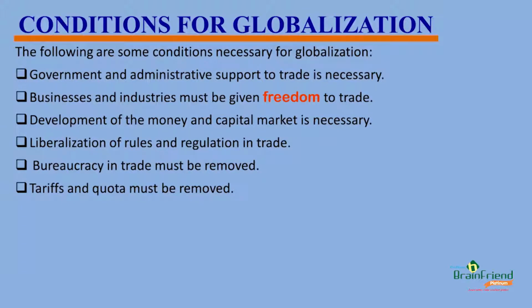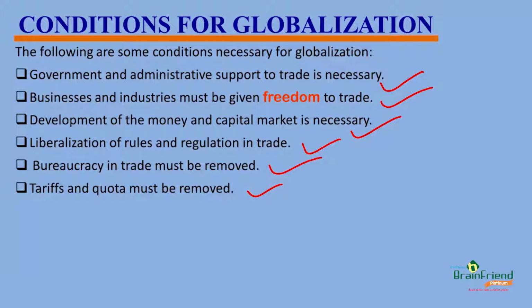There are many conditions that are necessary for globalization. The first of them is that government and administrative support to trade is necessary. Secondly, we have that businesses and industries must be given freedom to trade. Thirdly, we have that development of the money and capital market is necessary. Furthermore, we have liberalization of rules and regulation in trade. We also have that bureaucracy in trade must be removed. And lastly, tariffs and quota must be removed.